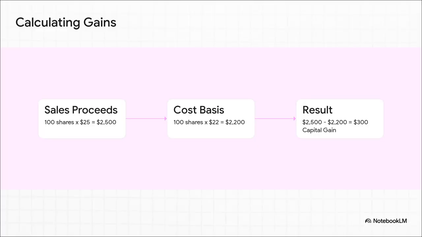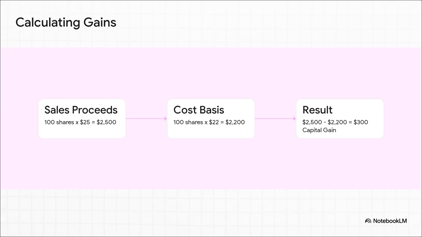So this brilliantly illustrates how the math actually plays out. Let's say you bought 100 shares of ABC Corporation for $22 a share about 3 years ago, and last week you finally sold those 100 shares for $25 a share. Step 1, we calculate the total sales proceeds. 100 shares times $25 means you brought in $2,500.